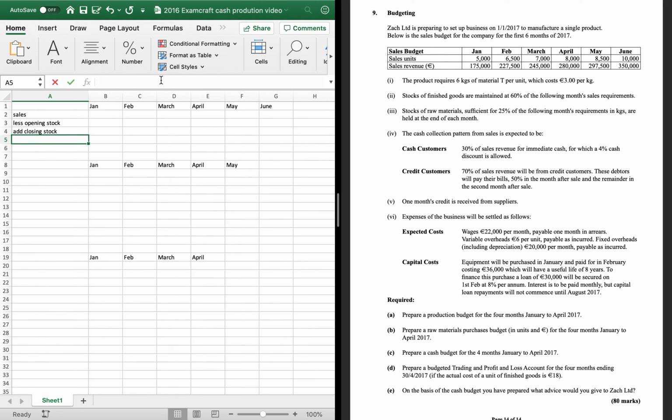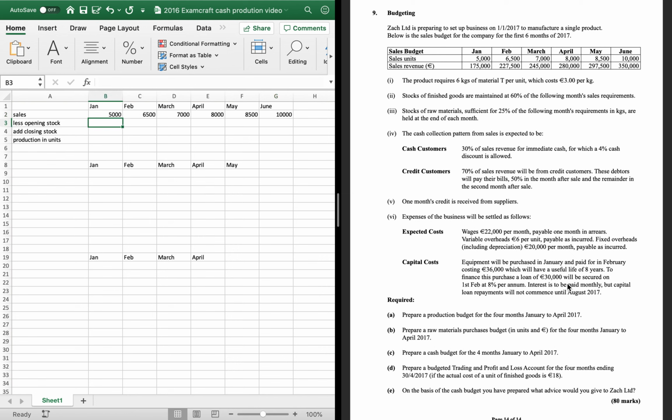And your answer then is your production in units, which will guide us elsewhere. So this is all in units. So the sales are as given here. So 5,000, 6,5. For March it's 7,000. April it's 8,000. Now I have to keep on going, even though it only asked me to go to April. I have to go 8,5 here, and for June it's 10,000.